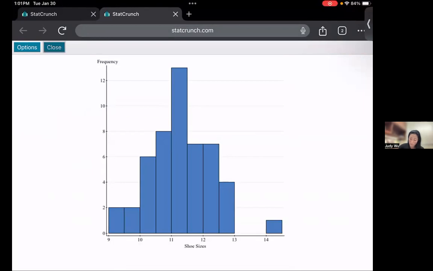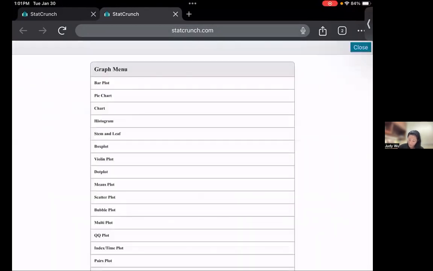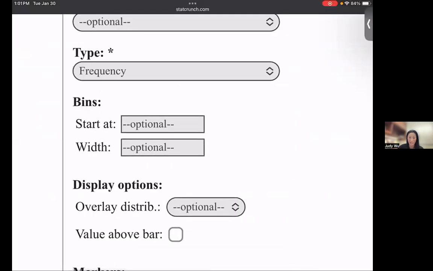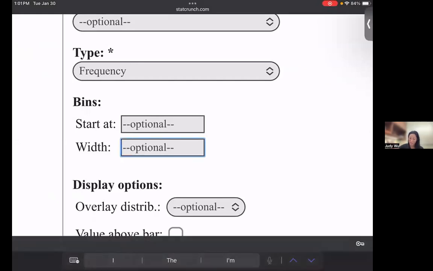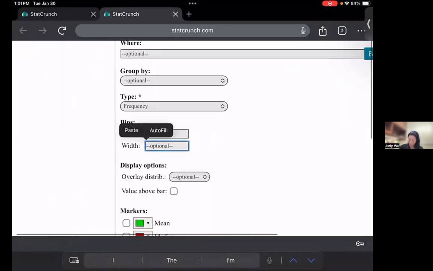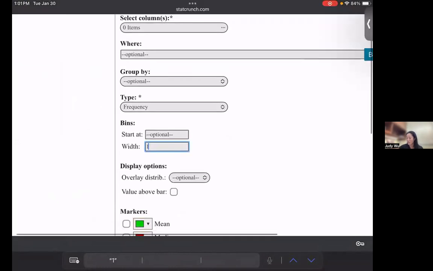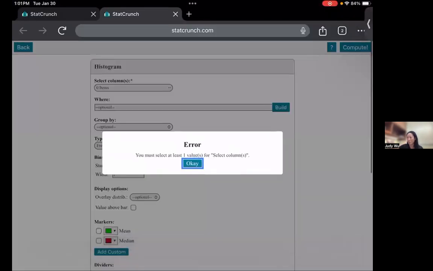So I'm going to go ahead and close this. I'm going to go back to graph, and go to histogram. Do you see where it says bins and it says start at and the width? I'm going to go to the width. And instead of having nothing there, I'm going to go ahead and put in a 1. Okay. And so let's go back and compute this.